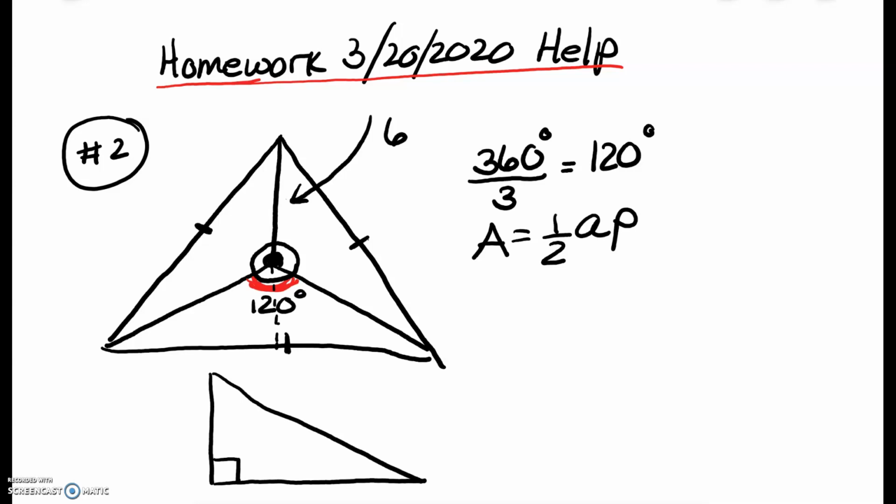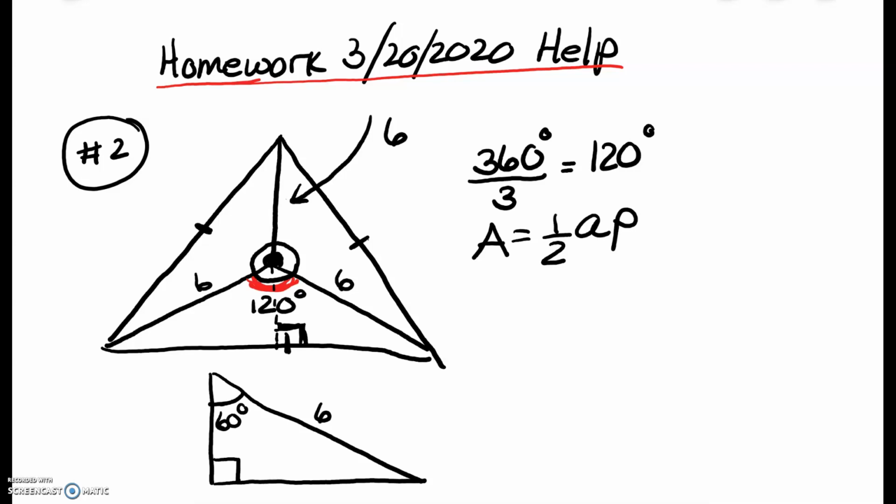The other thing I wanted to mention is your apothem always makes a right angle with the side of your regular polygon. The right angle is never the central angle. It's never the red angle here. It's always with respect to the side of your regular polygon. So I know each one of these radii is 6. And if I split my red angle here in half, this angle here is 60 degrees.